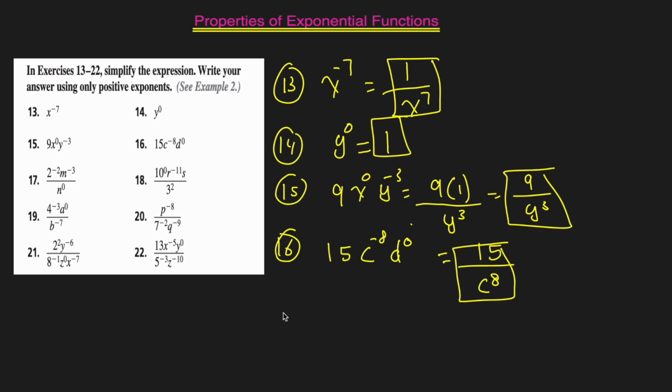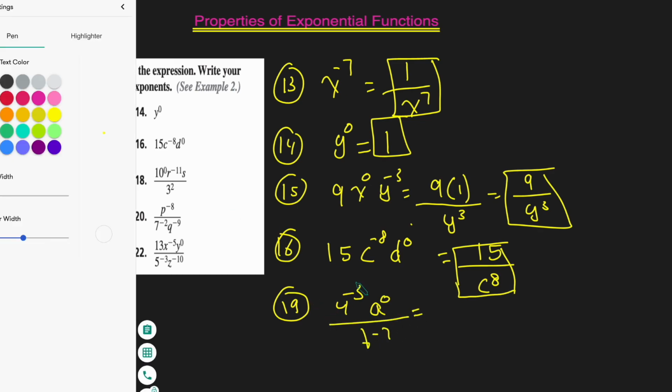Let's skip to number 19. 4 to the negative 3, a to the 0 over b to the negative 7. 4 to the negative 3 is going to come to the bottom, and it will be a positive 4 to the 3. A to the 0 is 1, and b to the negative 7 will go up as b to the positive 7. 1 times b to the 7 is b to the 7 over 4 to the 3.